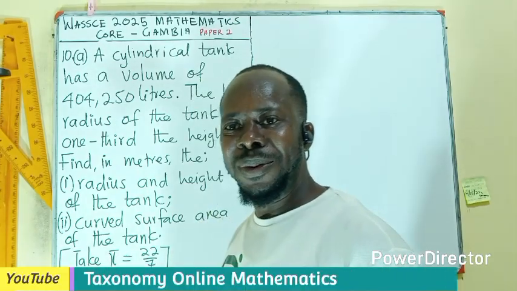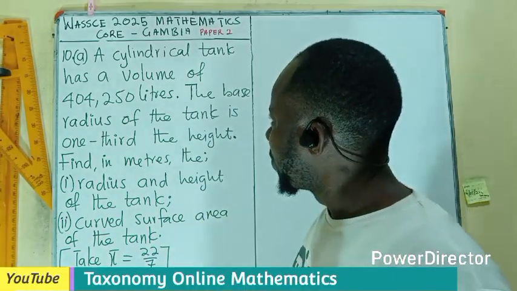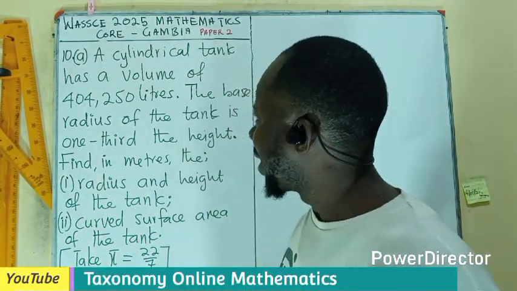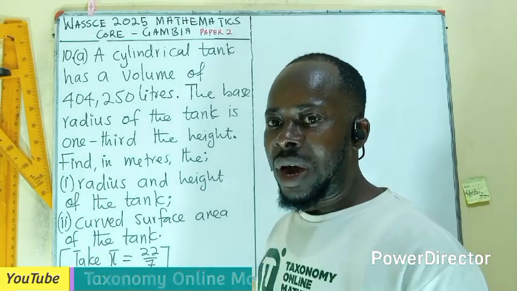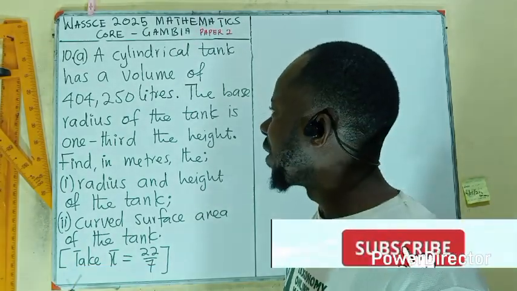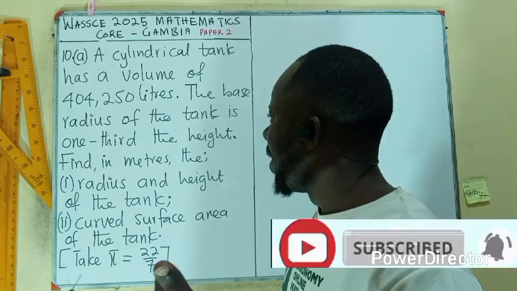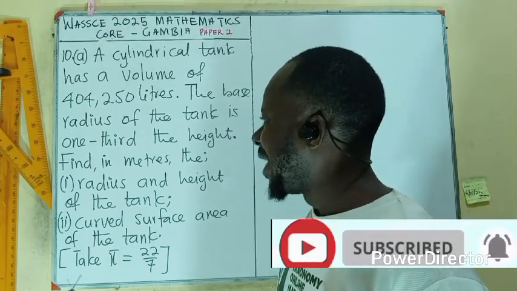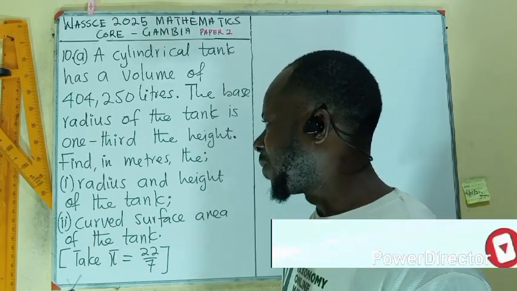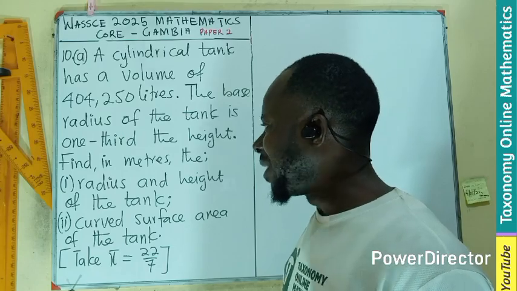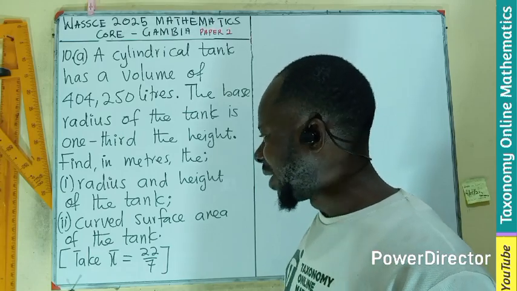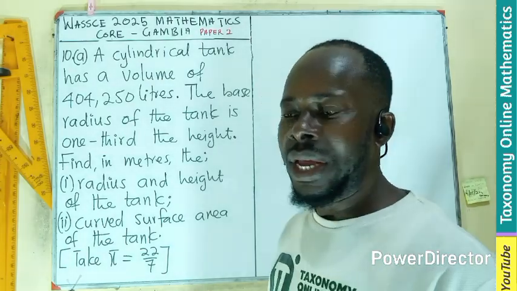All right, welcome to question 10a. A cylindrical tank has a volume of 404,250 liters. The base radius of the tank is 1/3 the height. We are finding, in meters, the radius and the height of the tank, then the curved surface area.